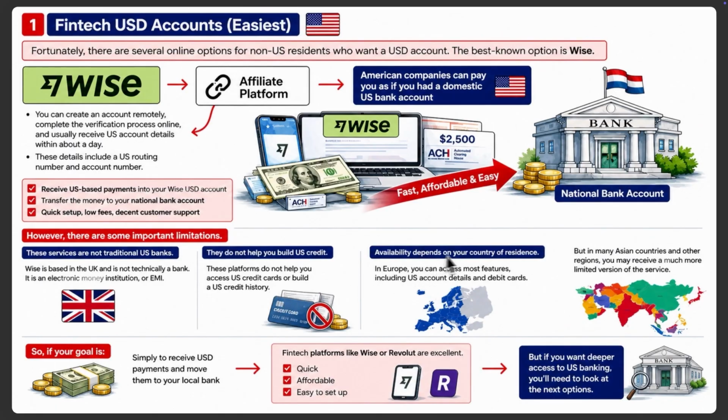Third, availability depends heavily on your country of residence. In Europe, I can access most features, including US account details and debit cards. But in many Asian countries and other regions, users may receive a much more limited version of the service. So if your goal is simply to receive USD payments and move them to your local bank, fintech platforms like Wise or Revolut are excellent. They are quick, affordable, and easy to set up. But if you want deeper access to US banking, you'll need to look at the next options.